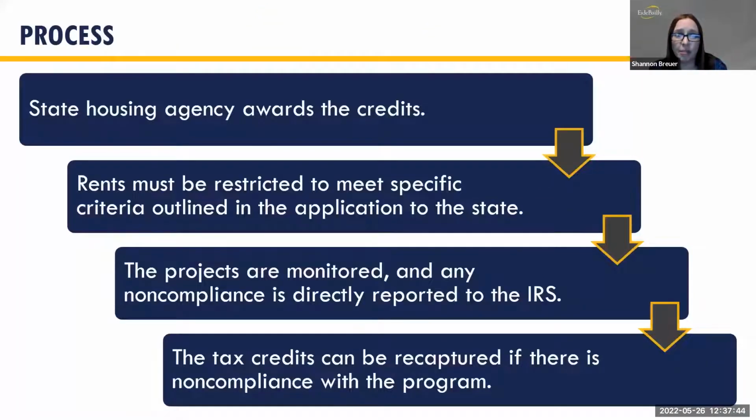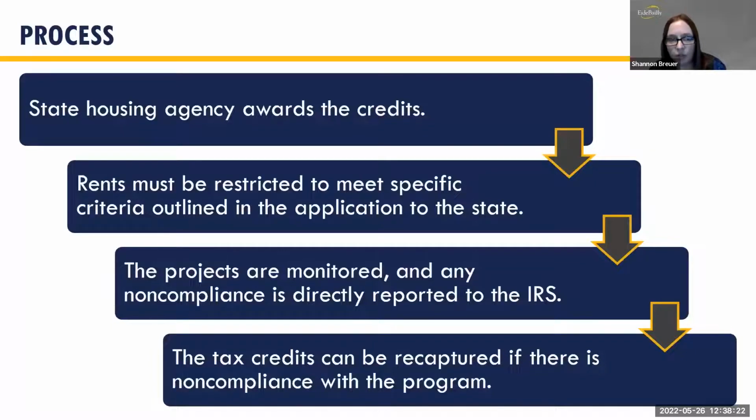So can anybody claim this credit? Well, the answer is no. The credits are awarded from the IRS to each of the state housing agencies, who then award those credits to projects within the respective states. The developer who is desiring to rehabilitate a project or construct a new project utilizing low-income housing tax credits must submit an application to the state housing agency. The state looks at the applications and then determines which projects will be awarded credits. It's based off of a point system.